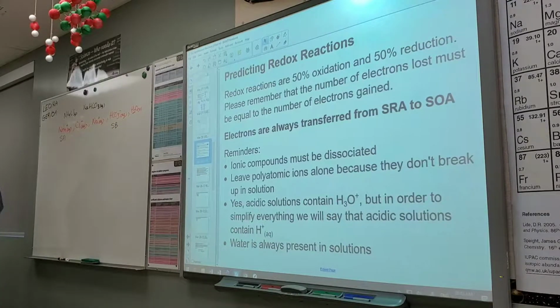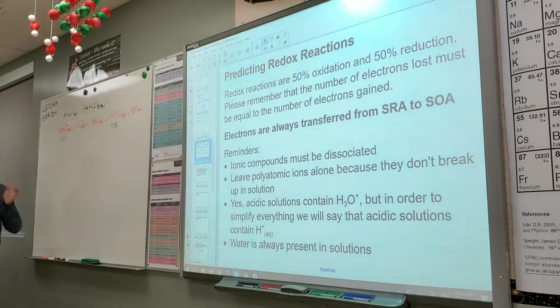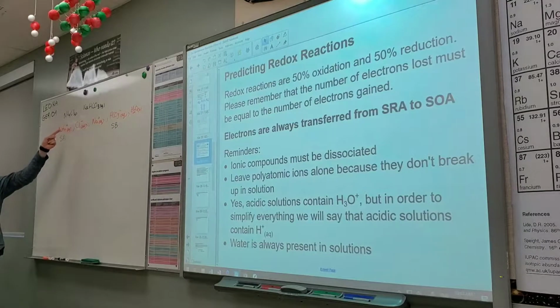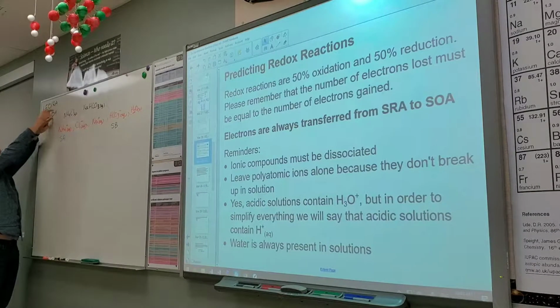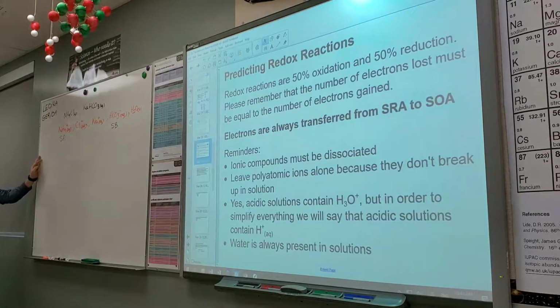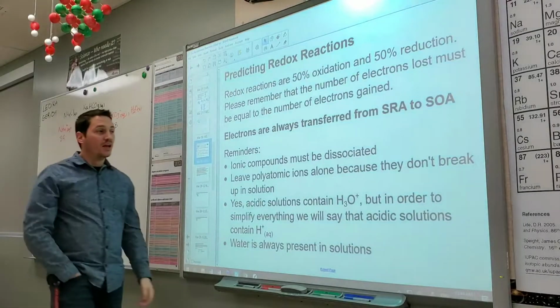We're basically going to do the exact same thing for predicting a redox reaction. What's the first thing we're going to do when we predict a redox reaction? We're going to list the major entities. And then, instead of the strongest acid and the strongest base, what are we going to find? The strongest oxidizing agent and the strongest reducing agent. Is that okay? So that's the idea behind this.